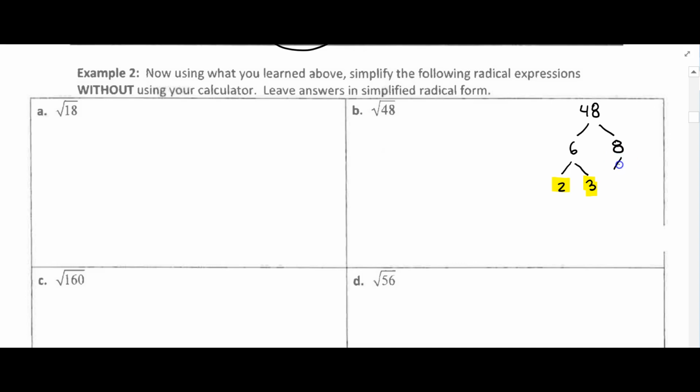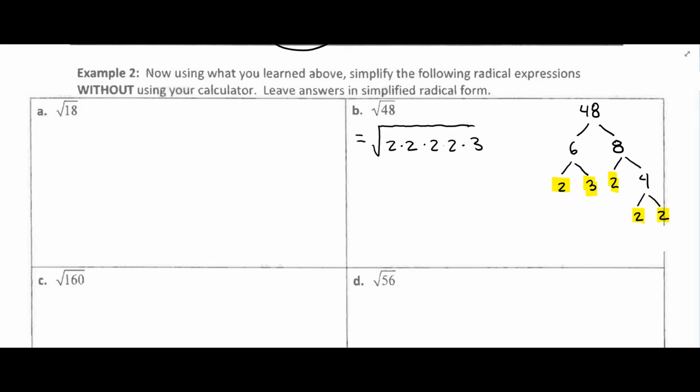And then 8 is 2 times 4. So 2 is a prime number, so let's highlight that. And then 4 is 2 times 2. So again, we have some prime numbers. So the square root of 48, if I break it down into its prime factors, so prime numbers that multiply to get 48, I'm going to have 2 times 2 times 2 times 2 times 3. So 4 2s and a 3.